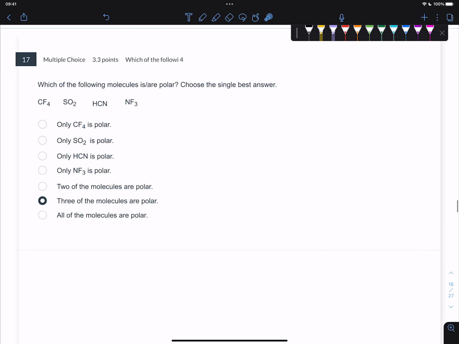Number 17, which of the following molecules is or are polar? Definitely got to get into the habit of learning how to draw them out. So if we draw CF4, carbon has 4, actually I'll do it the slow traditional way. So you have carbon, you have your 4 fluorines around it. We haven't bonded them yet. So if we were to draw the Lewis structure for carbon tetrafluoride, it would actually just look like this. And then all those valence electrons all around the fluorine.